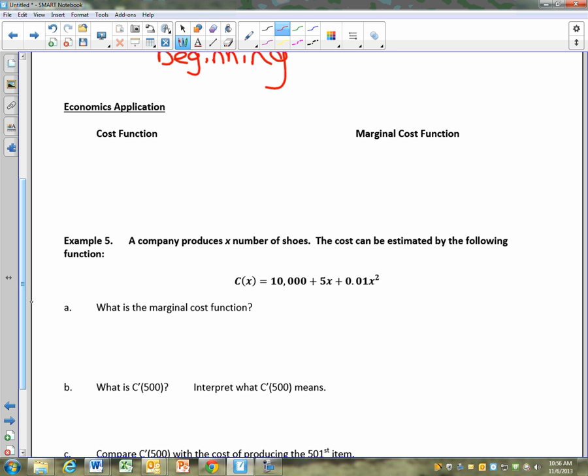Okay, last thing. Cost function. Okay, now we're going to go to economics. Okay, so you're going to have a sample problem of each of these types in your homework. Cost function is C of X. We represent the cost function with C of X. Okay, the cost to produce X items, okay?